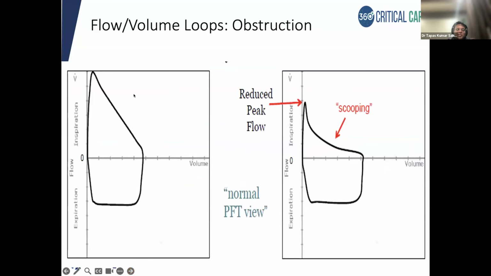Now, if you are getting obstruction in the flow volume loop, you will get reduced peak flow and there would be scooping here. So that means definitely the obstruction is happening, and this is the normal PFT view. So if the examiner asks you what would be the normal thing, the normal thing is like this.